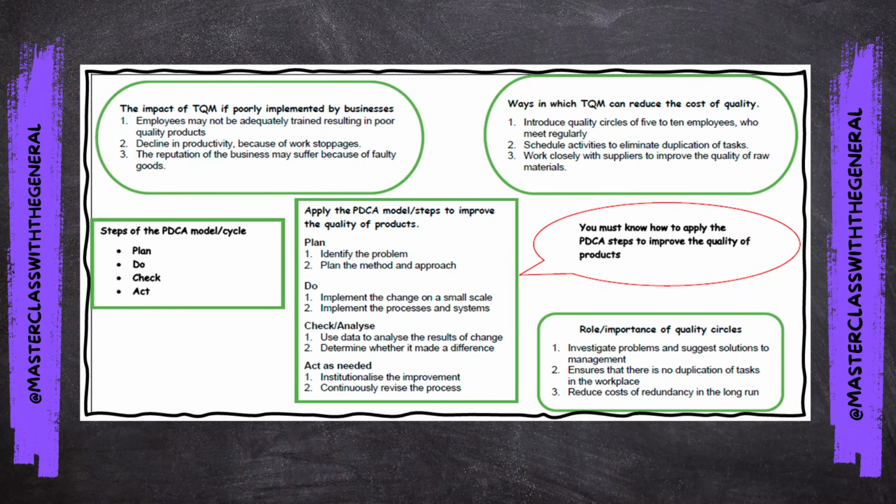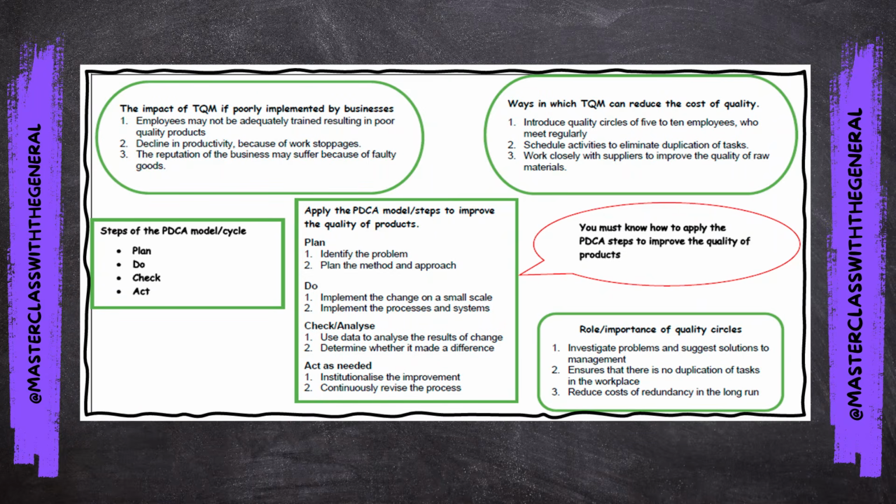Now we move on to the role or importance of quality circles. Number one, investigate problems and suggest solutions to management. So the quality circles' job is to meet regularly, find out problems quickly, and report them to management before things get worse. So in other words, quality circles prevent big problems from coming into the business, because problems are detected early by this team and reported to management.